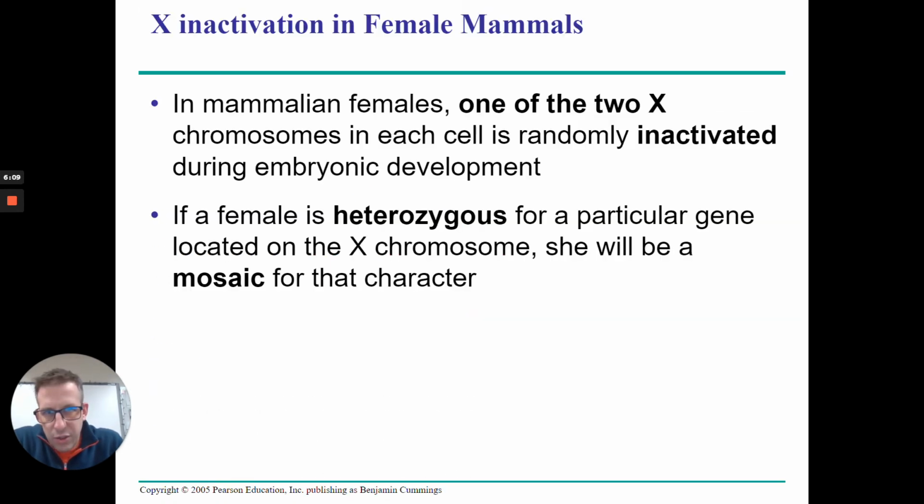There is a really cool phenomenon in females called X chromosome inactivation. Okay, so we're talking about the behavior of sex chromosomes. And in mammalian females, there is a phenomenon known as X inactivation, in which one of the two X chromosomes that the female has will randomly inactivate during embryonic development.